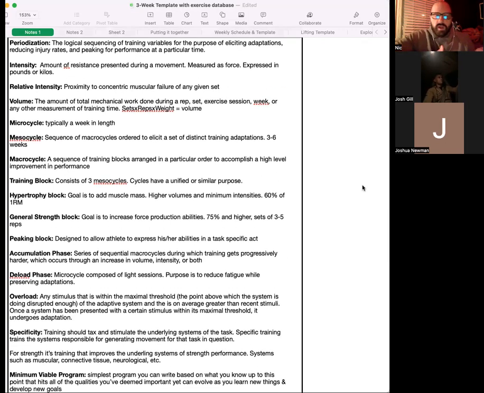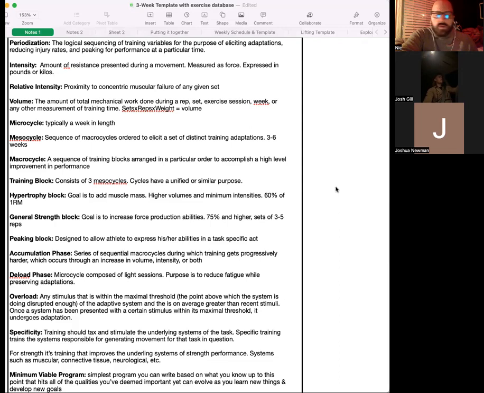When we talk about writing a program, we look at a few things. We look at intensity and volume, okay, and usually those come in the form of sets, reps, and weight. Traditionally, intensity is just the amount of resistance presented during a movement. So a squat for 335 pounds for one has a higher intensity than a squat that's 315 by 11. Yes, the reps were more in the 315 by 11, but the resistance is higher in the 335. I think that's what I said.